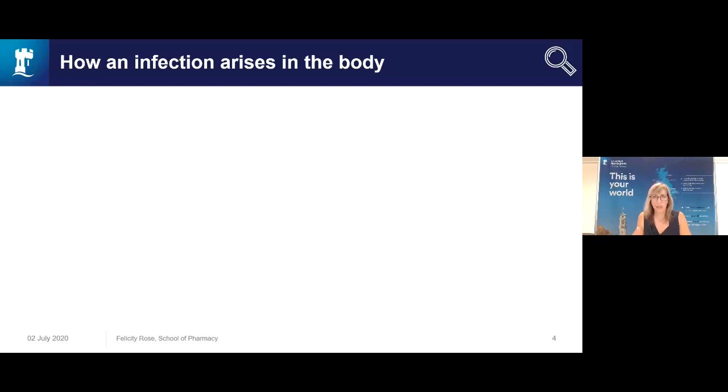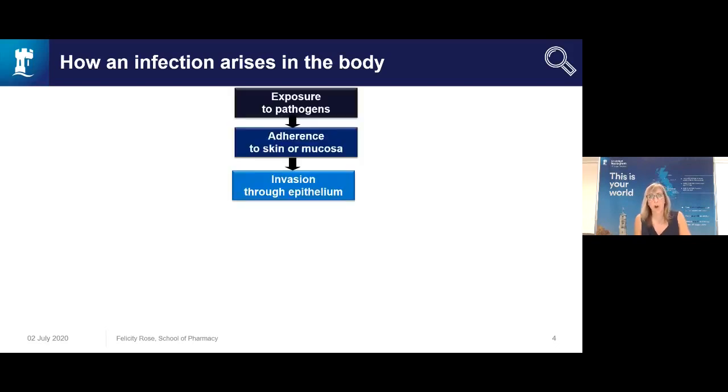So how does an infection arise in the body? Well, first of all, we are exposed to these bacteria that cause infection called pathogens, and that might be through touching something where the bacteria is present, or maybe eating food that's gone off. And so they will stick to our skin or to our mucous membranes, so the lining of our mouth or our nose or in our stomach, and that lining is called the epithelium. And once they've stuck to the epithelium, they can then invade into the body.